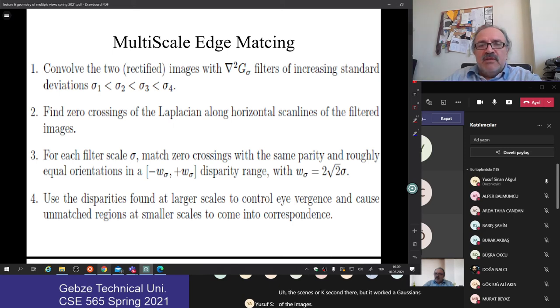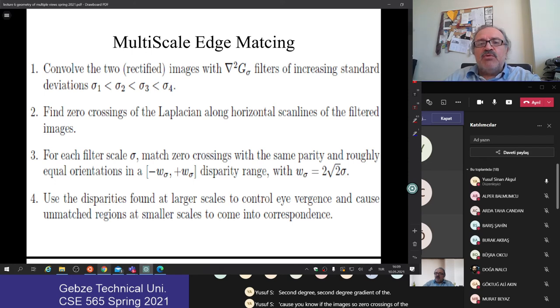This means that I am taking the second derivative after applying the Gaussian. So I am doing the Laplacian of Gaussian, actually, right? Laplacian of Gaussian. Second degree gradient of the Gaussian of the images. So zero crossings of the images again.